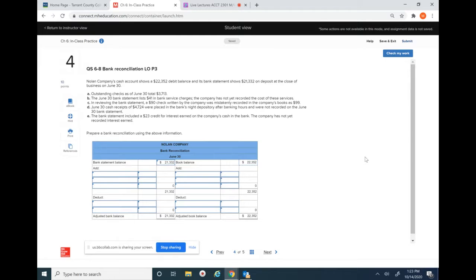Again, remember from our discussion previously, there are only 3 things that change the bank statement balance. And those are deposits in transit. So that's an addition. Let's see if we have any deposits. Deposit as of June 30th.